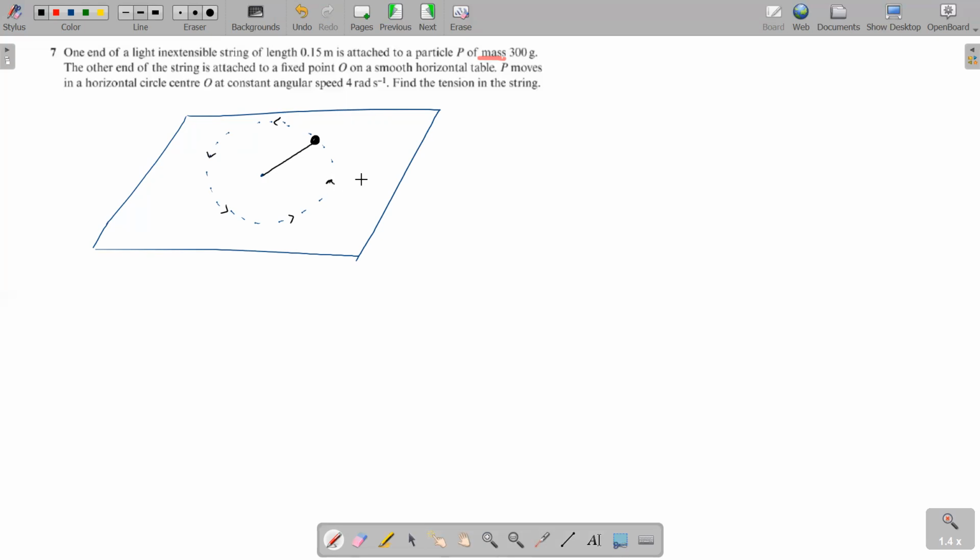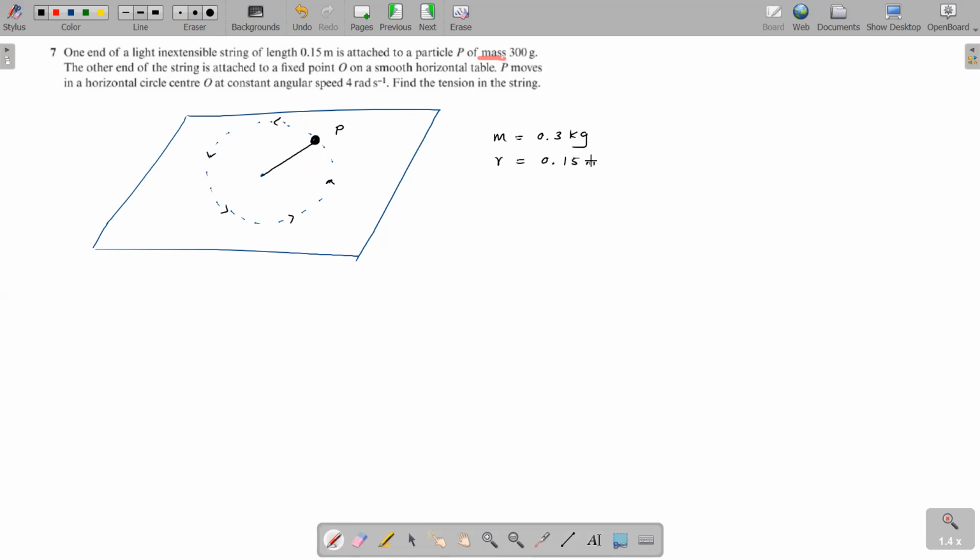So they say one end of a light inextensible string of length 0.15 is attached to a particle P. P has mass 300 grams. Of course, I can't keep the mass in grams, so mass will be 300 grams, which is 0.3 kilograms. Then you must realize the length of the string is going to be the radius, because we are going to rotate this around the point O, and the length of the string is what's going to be the radius. So radius is 0.15 meters.